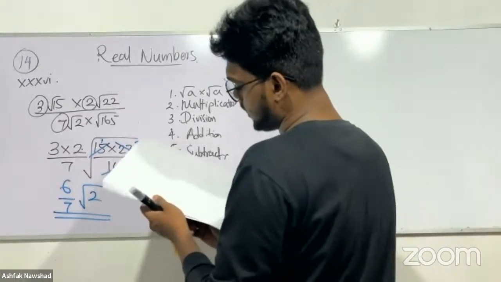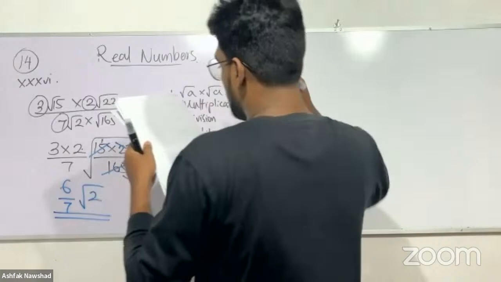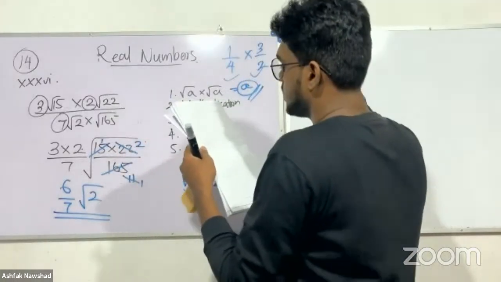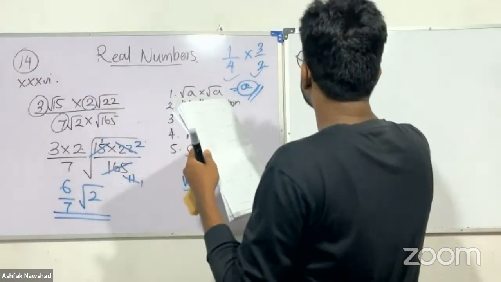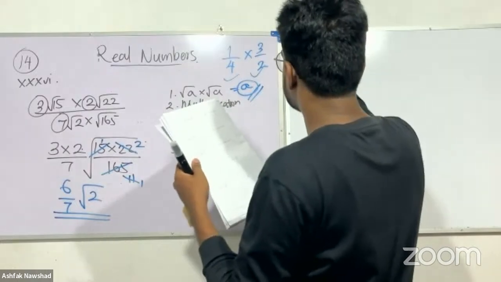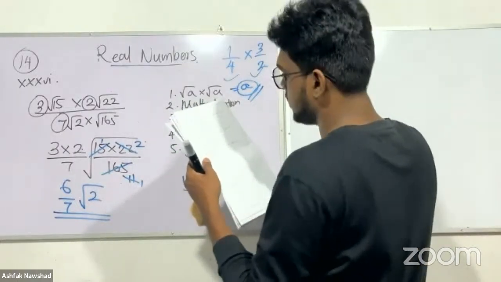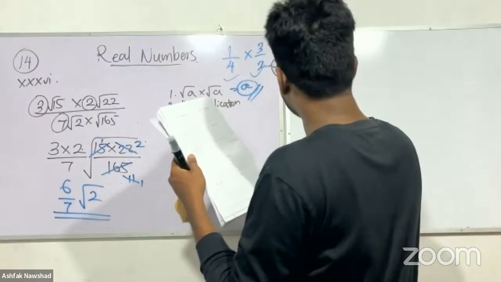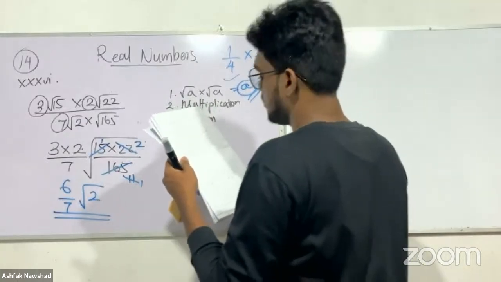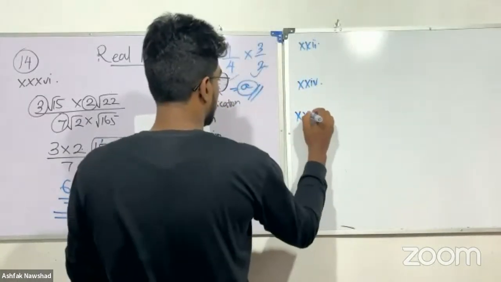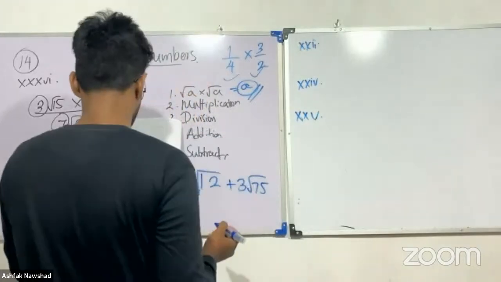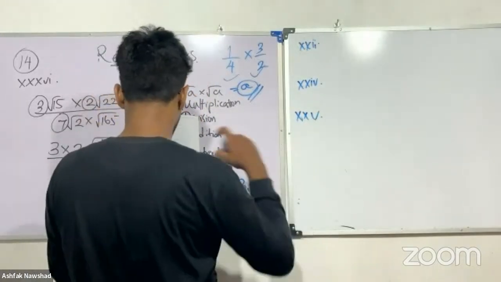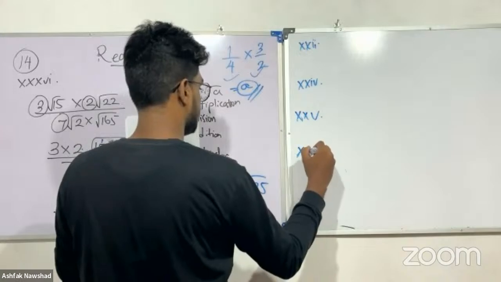On page number 13, you can try the 22nd question. 22nd means double x, double I. And then you can try the 24th one. And then you can try the 25th one. You can try question number 27.